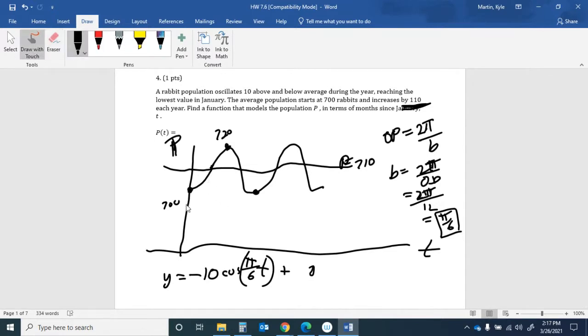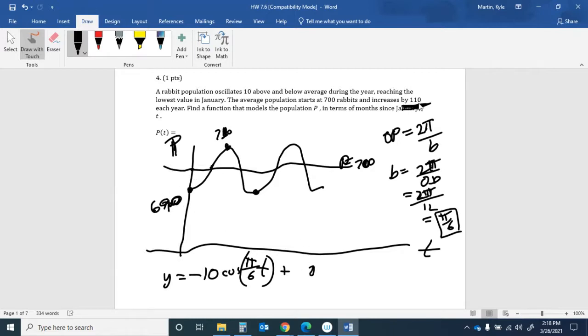Can't focus. All right, so it says that the average population starts at 700 in January. That's the average population in January. But in January, we're at our lowest value. I didn't take that into account. And it oscillates by 10 above and below. So on January 1, I'm at 690. That's what it's supposed to be. So at my peak, I'm at 710, and my average is 700. All right.